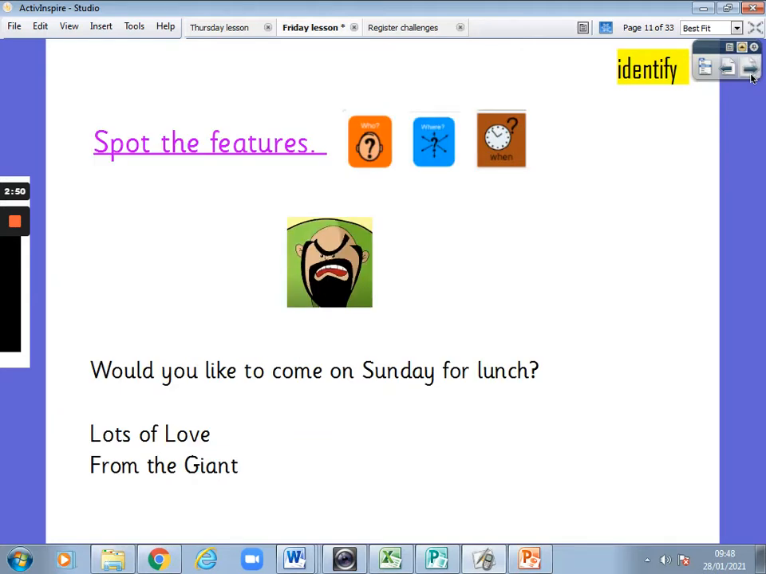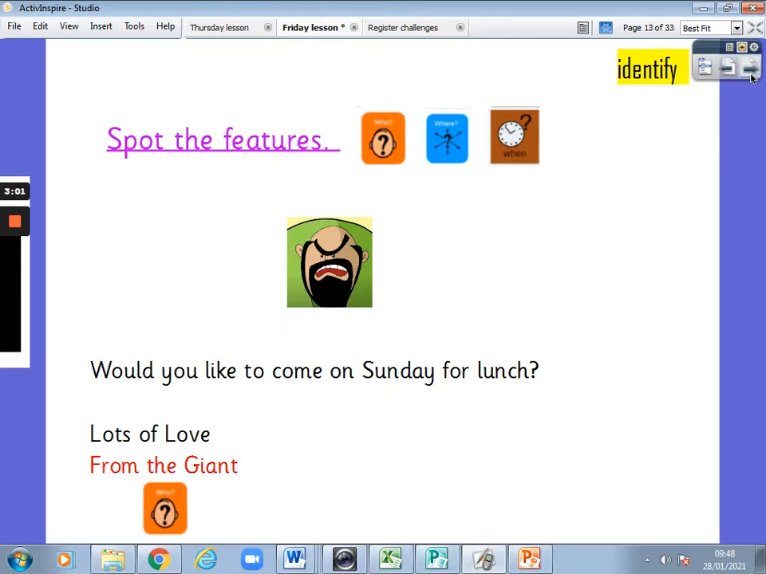Spot the features. Would you like to come on Sunday for lunch? Lots of love from the giant. Which word is the feature of a letter? It was from the giant. Well done. Who wrote the letter? It was the giant. We need to know who is it from.